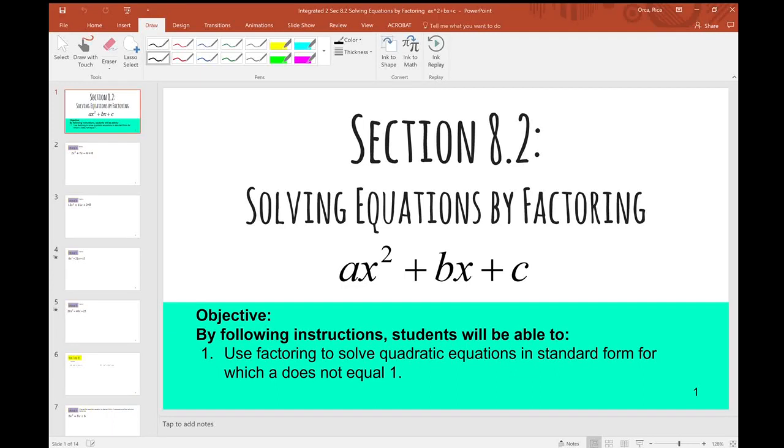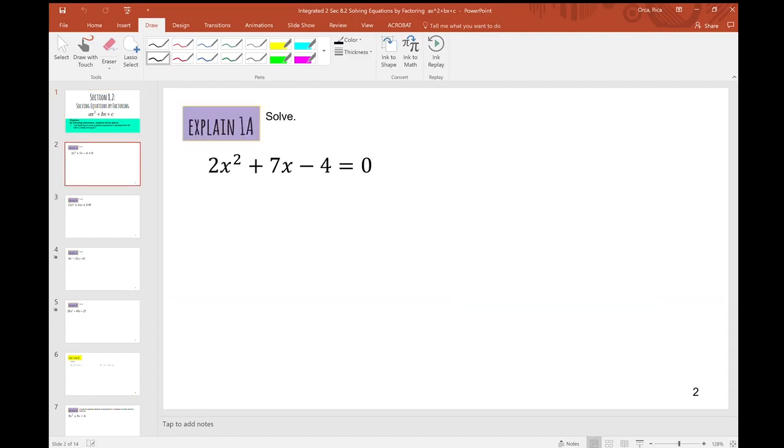Welcome back, class. Today we are looking at section 8.2, solving equations by factoring ax squared plus bx plus c. In this lesson, I will show you how to find the roots of a quadratic function algebraically. So we're not going to be looking at a graph to identify the x-intercepts or the zeros. Instead, we're going to be solving the problem algebraically. So let me show you how to do that. And we're going to be using what's called the bottoms-up method.